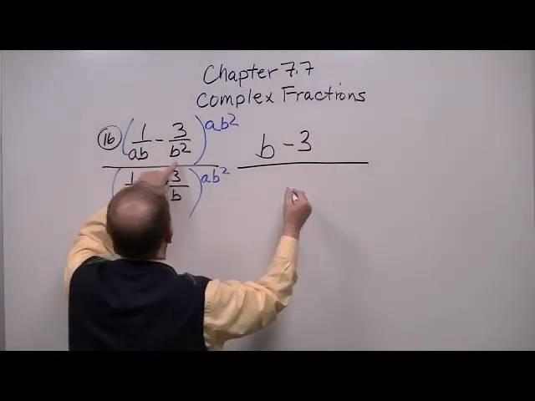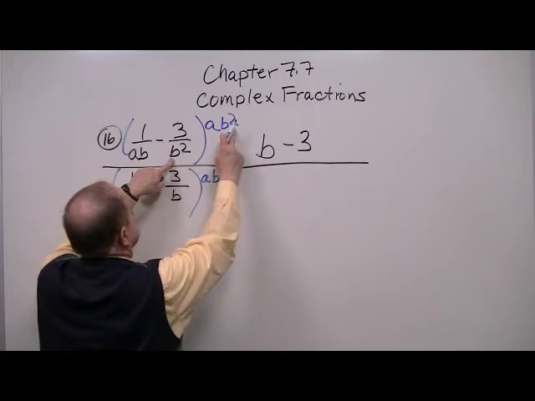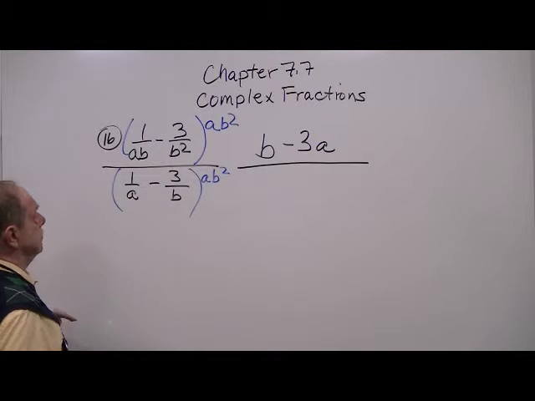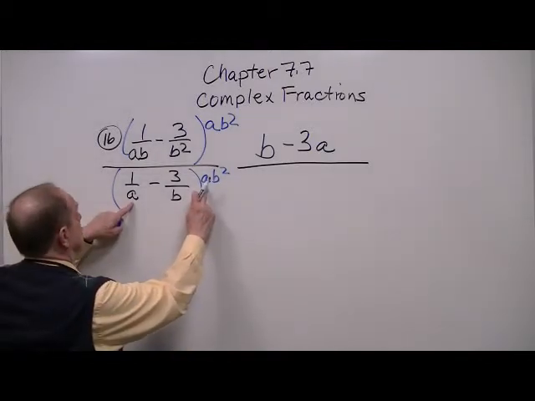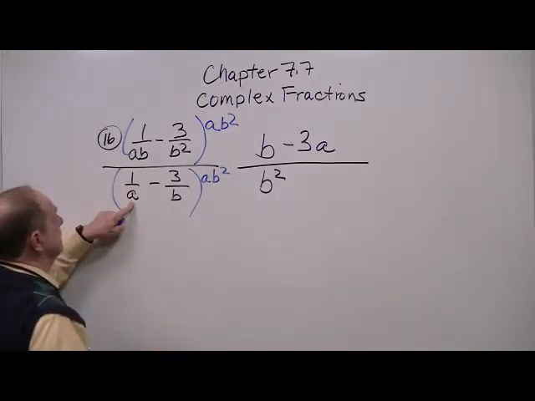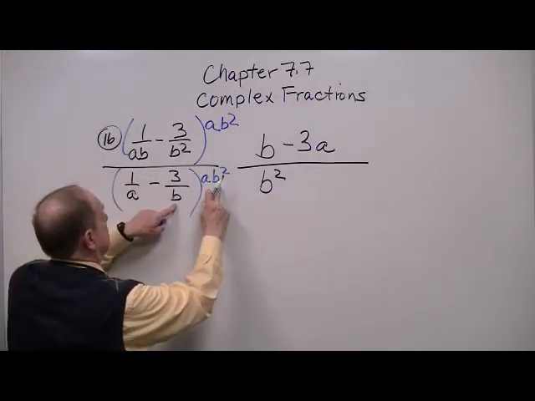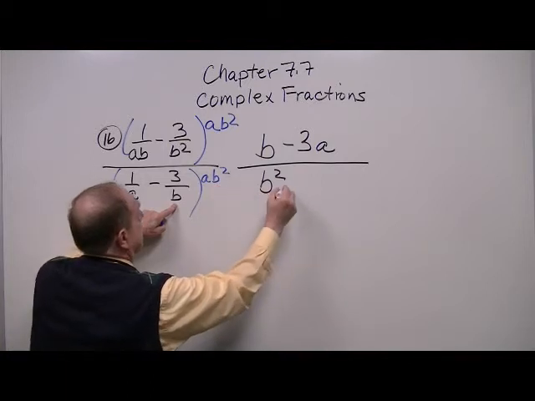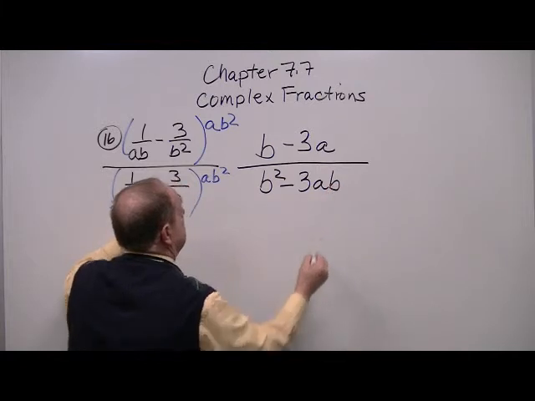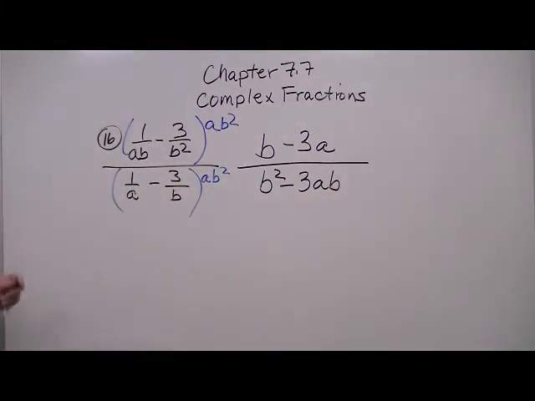minus 3, cancel out this, 3a. Here we cancel out the a and we're left with a b squared. And we cancel out the b and we're left with a negative 3ab. Again, it seems like we did one very much like this. And that one was easy, number 16.